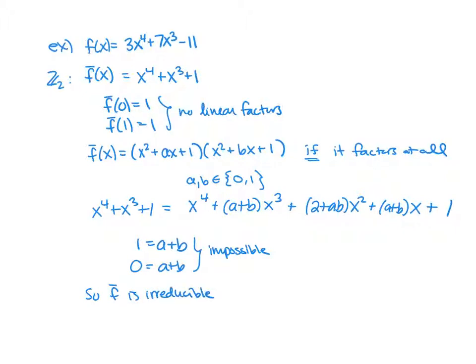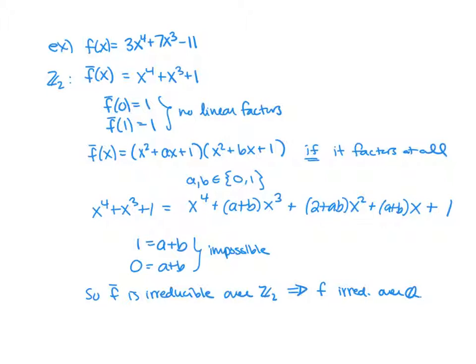So we ruled out the only possibilities. There's no linear factors, there's no quadratic factors. And so that means our reduced polynomial is irreducible over Z2, and our mod p test says therefore f is irreducible over Q. All right, so that one was harder.